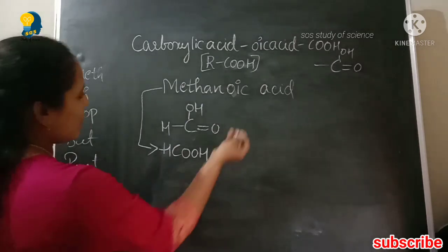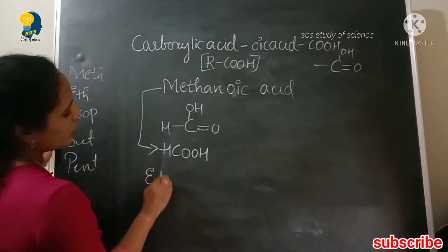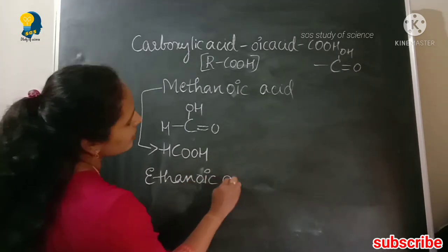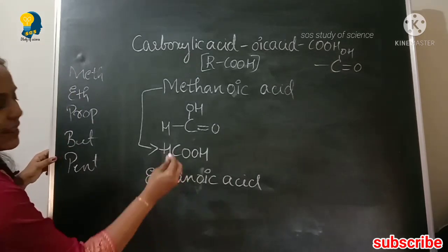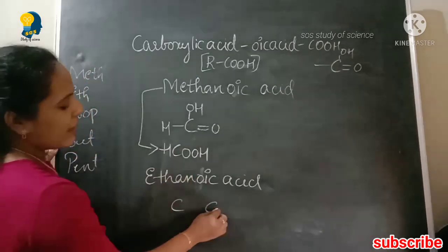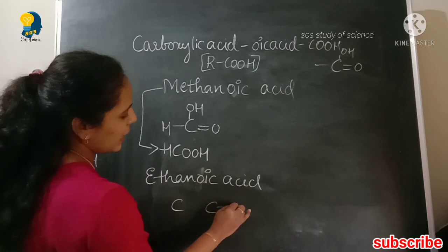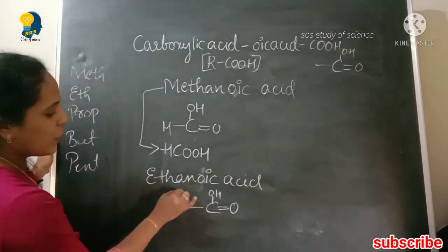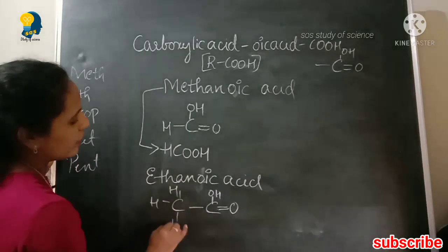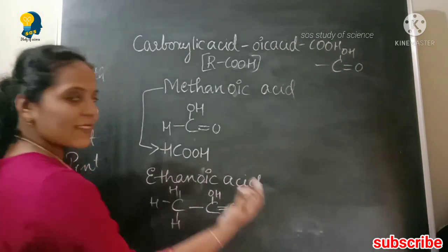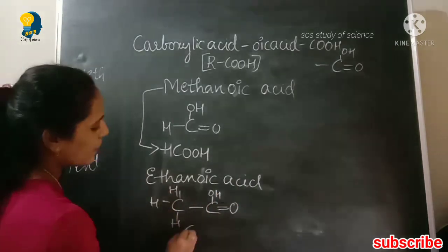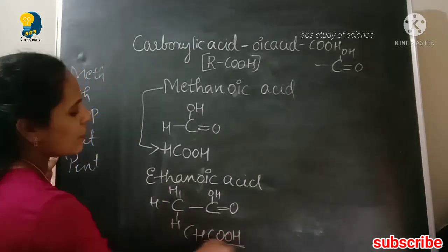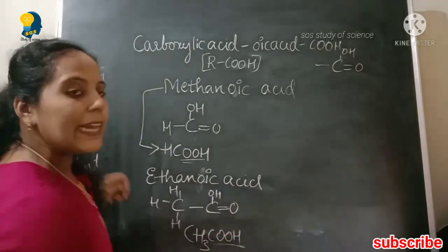Done. Let me now move to the next one, eth. Ethane, remove E and write OIC: ethanoic acid. Eth is 2 carbons, correct, and one carbon is itself our functional group, COOH. The rest, one carbon, is surrounded by hydrogen. So how can we write the molecular formula? Simple: CH3 and COOH is the functional group. Do not disturb the functional group, guys. Let it be as it is.